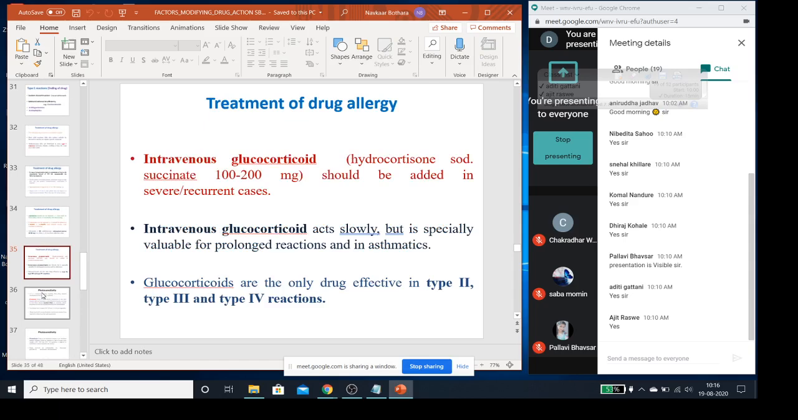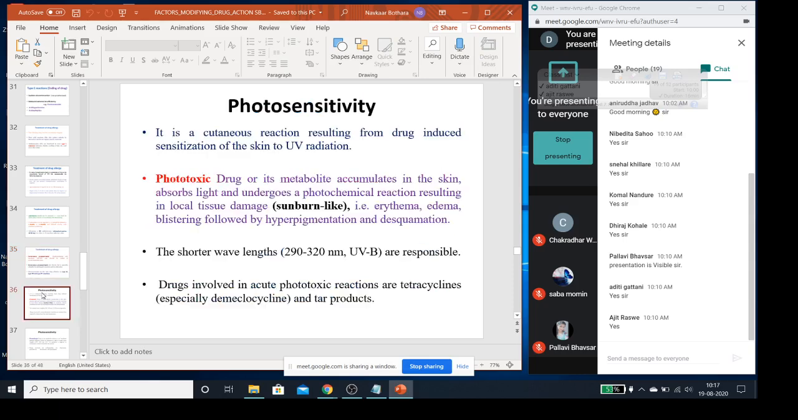Intravenous glucocorticoids can also be added. They can be particularly helpful in type 2, type 3 and type 4 reactions.